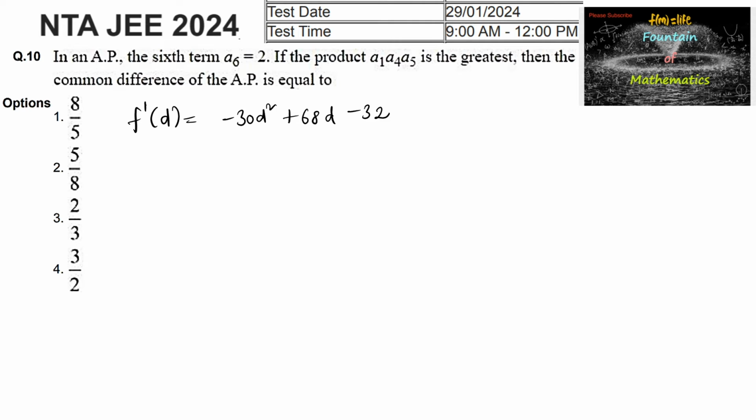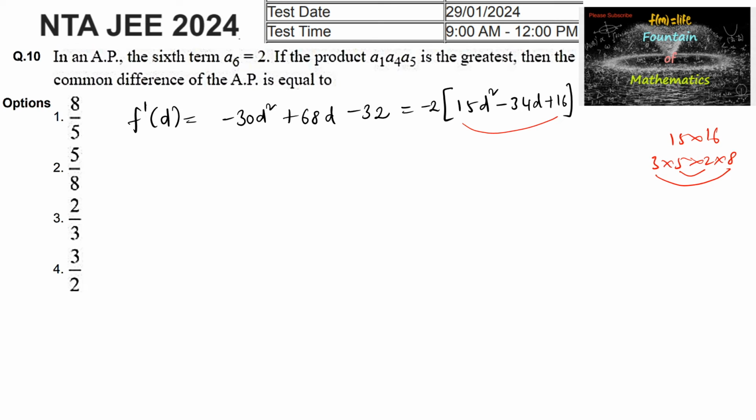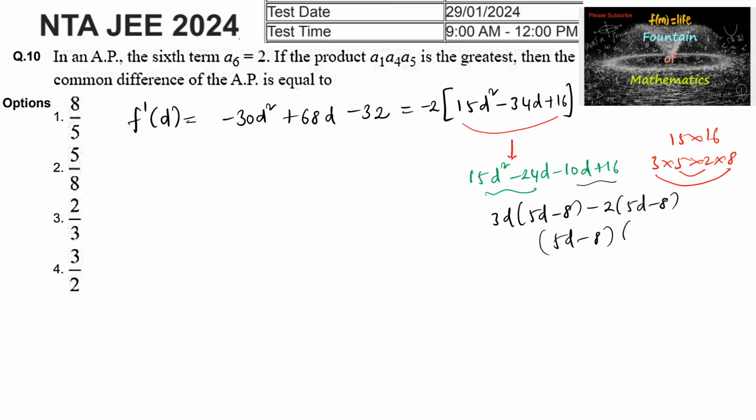minus 32, or we can write, taking minus 2 common, 15d square minus 34d plus 16. Factorizing here, 15 into 16, we can write 3 into 5 into 2 into 8, 8 threes are 24, 24 plus 10 is 34, so we can write 15d square minus 24d minus 10d plus 16. So from the first two terms we can take 3d common, so we can write 5d minus 8, and from the second two terms we can take 2 common, 5d minus 8. So we can write 5d minus 8 into 3d minus 2, so we can write f dash of d is equal to minus 2 times of 3d minus 2 into 5d minus 8.